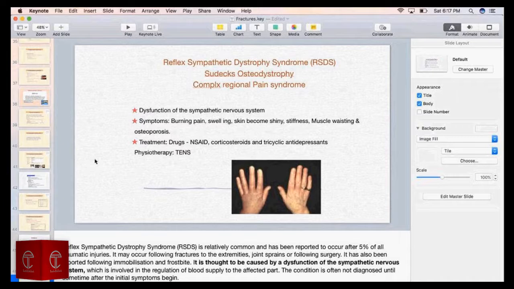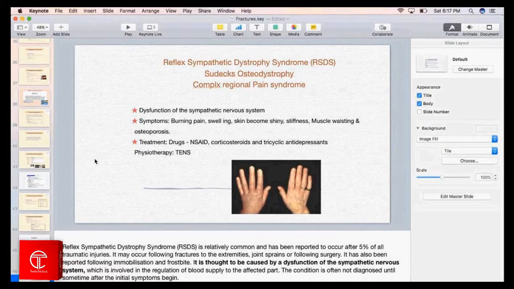And this is reported in around 5% of all traumatic injuries, particularly in upper limb injuries. And of course, it is possible in the lower limb as well. It may occur following fracture to the extremities, joint sprain, or following small surgeries. And it has been reported following immobilization as well. It is thought to be caused by the dysfunction of the sympathetic nervous system, which is involved in the regulation of blood supply to the affected part.